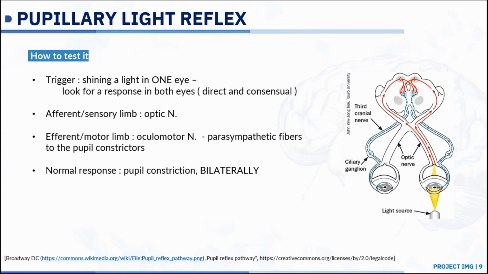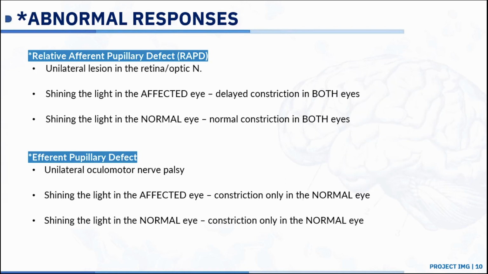Pupillary light reflex. How to test it? Trigger: shine a light in one eye. Look for a response in both eyes, direct and consensual. Afferent sensory line: optic nerve. Efferent motor line: oculomotor nerve, parasympathetic fibers to the pupil constrictors. Normal response: pupil constriction bilaterally.